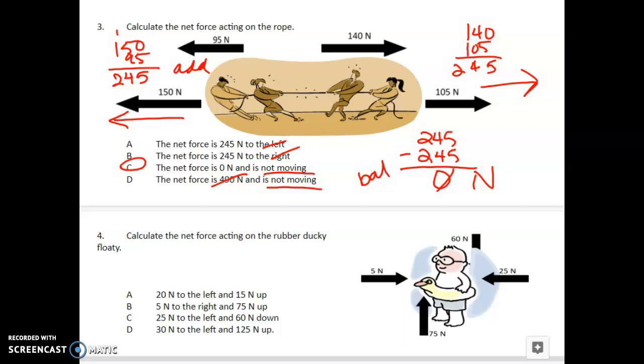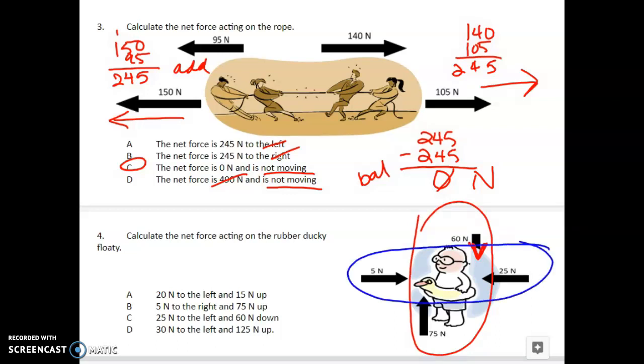Number 4, calculate the net force acting on the rubber ducky. This should be going in the downward direction here. So what we do is we go like this. This is one, and this over here is another. So you're going to have two different answers. Let's start with up and down first. 75 up, 60 down, so that means that we need to subtract. And that is going to be 15 in the upward direction because 75 is the bigger force.